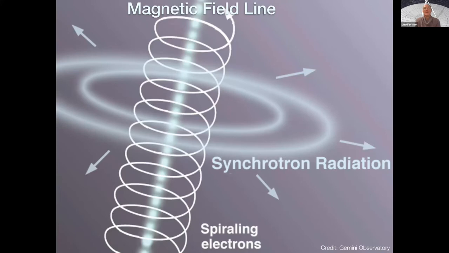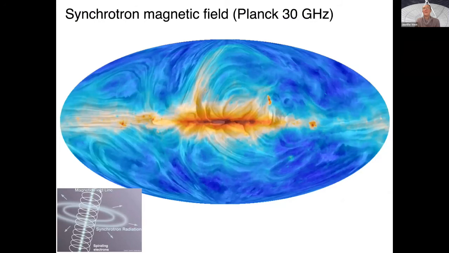Now, there's another kind of light that we observe with the radio telescope, and that's called synchrotron radiation. This comes from really fast-moving electrons that are trapped in a magnetic field. And they are also polarized, with an orientation that is determined by the orientation of the magnetic field. And so from that, we can make another map.